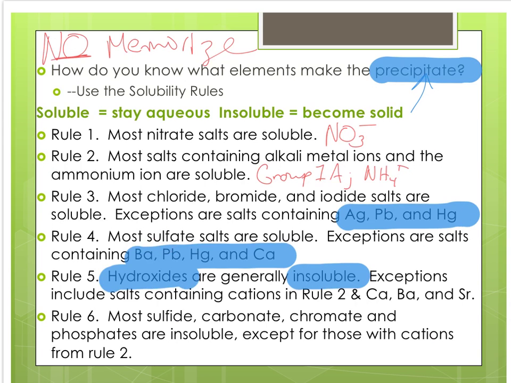So your job will be to look at the predicted products based on our little pattern, AB plus CD yields AD plus CB. And you'll see of those two products, which, if any, should, according to the rules, become a solid.